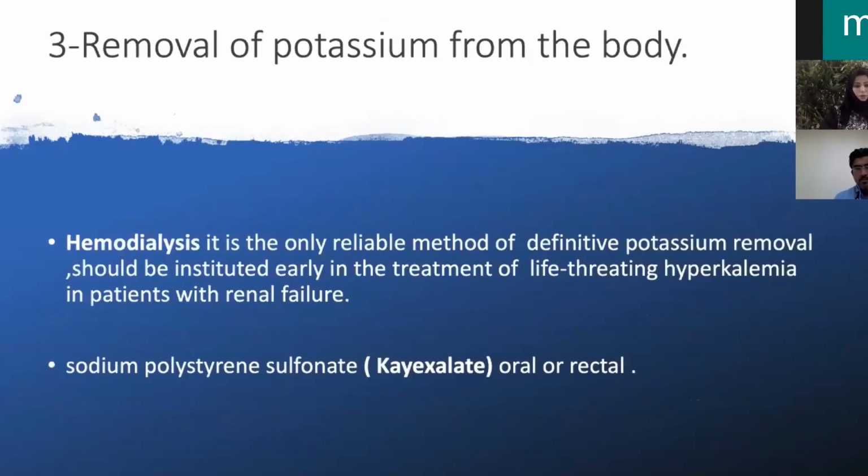And finally, removal of the potassium from the body. Hemodialysis is the only reliable definitive method. If your patient has persistent or refractory hyperkalemia which does not respond to the treatment, the next option will be dialysis, because as we know, 90% of the potassium in our bodies is eliminated from the body by the kidneys. So if my kidneys are not working, I will not be able to remove this excessive potassium unless I get help from outside, by hemodialysis.